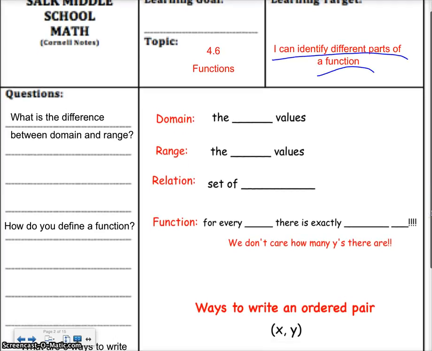You have the domain. Domain means it dominates. The value that dominates is x, because y depends on x, doesn't it? So it's like x rules the world and y changes however x is changing. The range is how you change. What changes is the y.